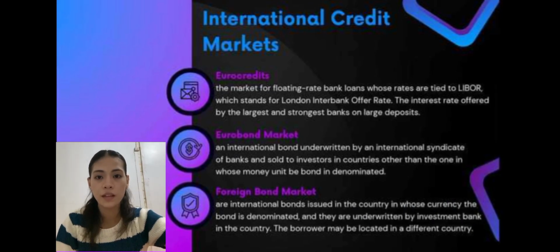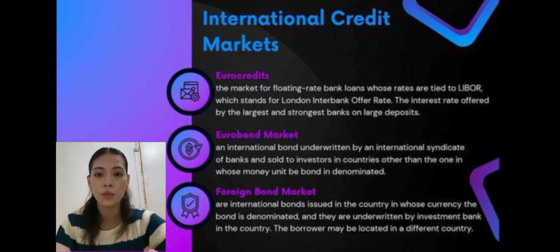We are down to the last topic of this chapter, the international credit market. The credit market is a vital finance sector where businesses and governments raise funds by selling debt instruments to investors. There are three major types of international credit market.